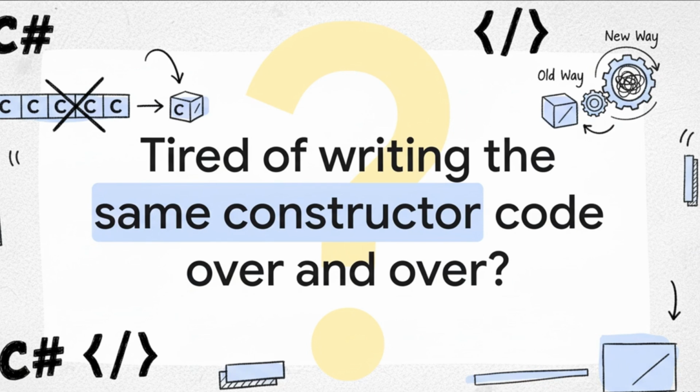You've written code that looks like this 1,000 times. You know the drill. You declare some fields, then you write a constructor just to assign values to those fields. Well, it turns out C# 12 has a brilliant fix for that boilerplate.